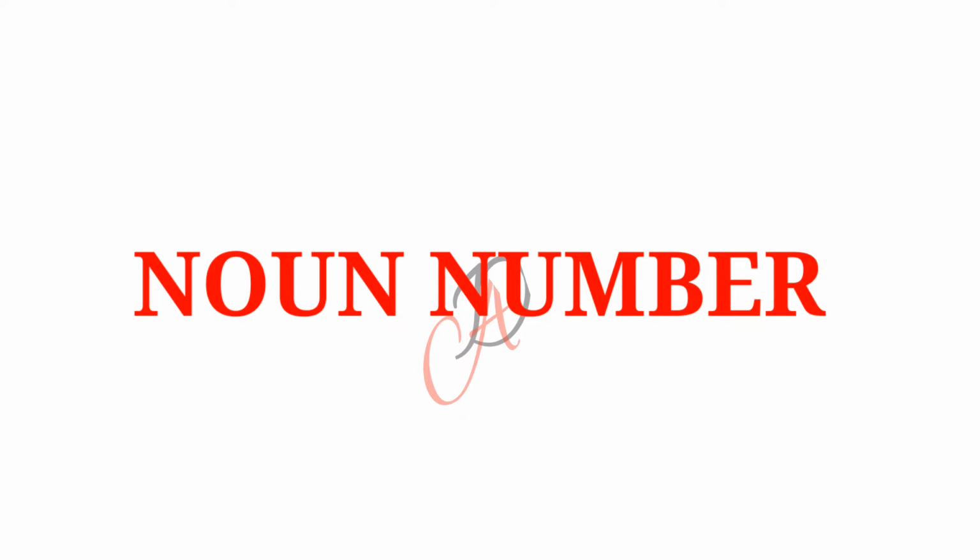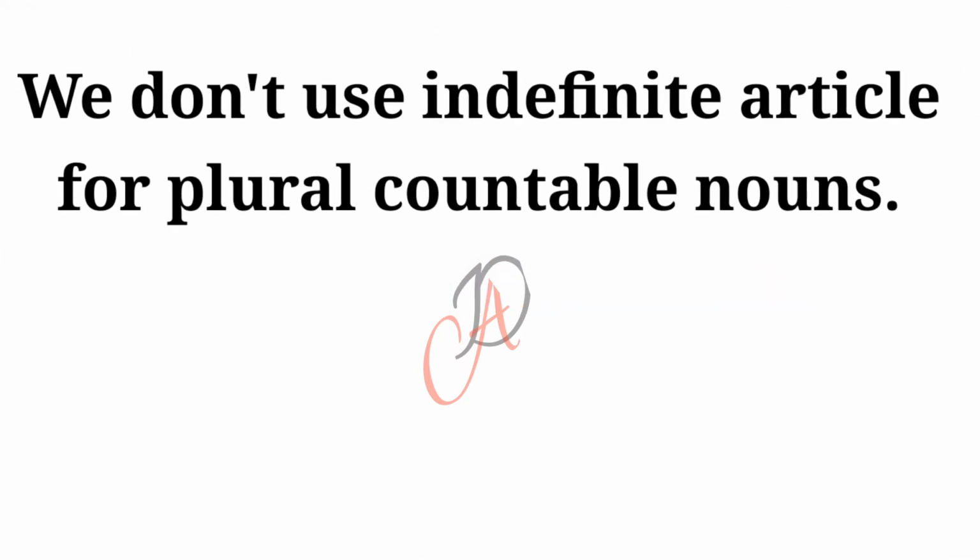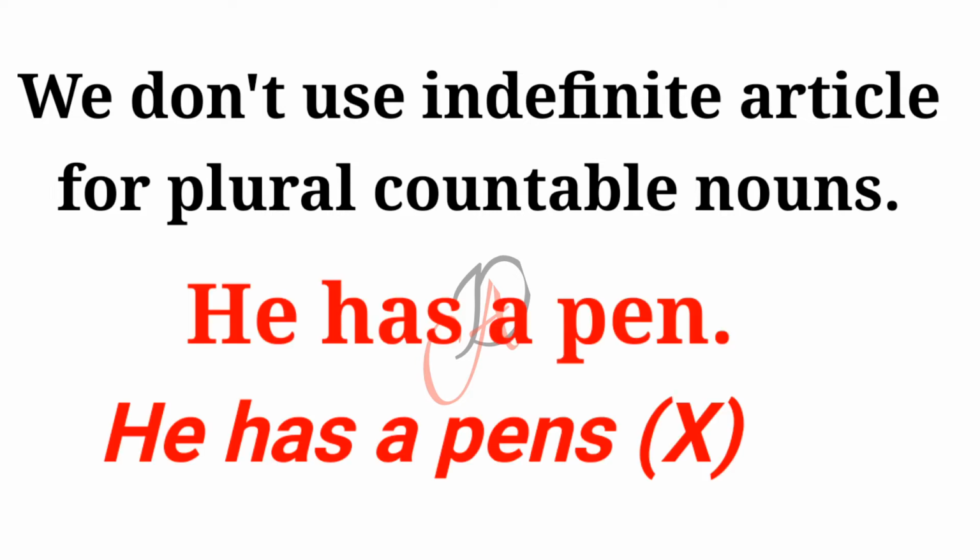We will discuss this in the coming videos when we learn about the noun numbers, that is singular and plural. The fourth point in countable nouns is we do not use a or an, that is indefinite article, before a noun which is more than one, like he has a pen. He has a pen is a wrong usage. So a or an is used in countable nouns but only in singular nouns.